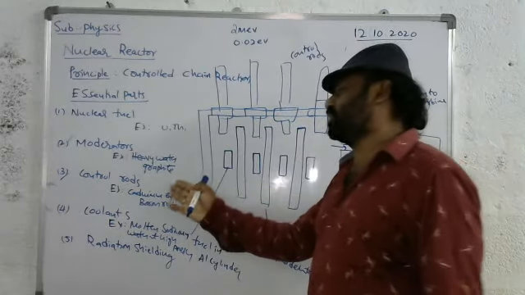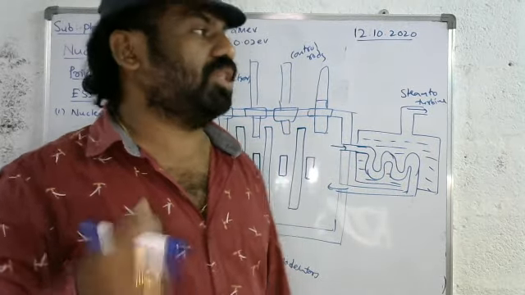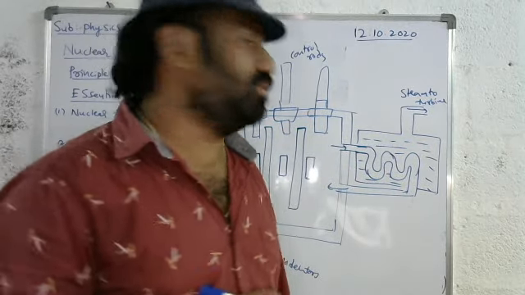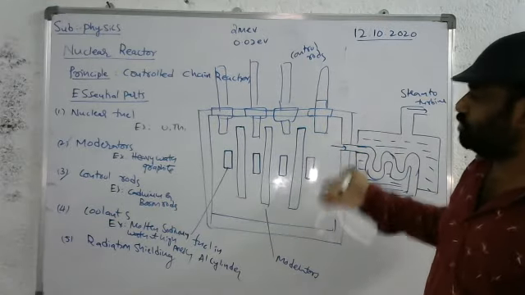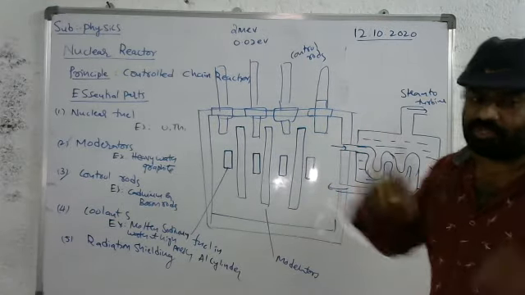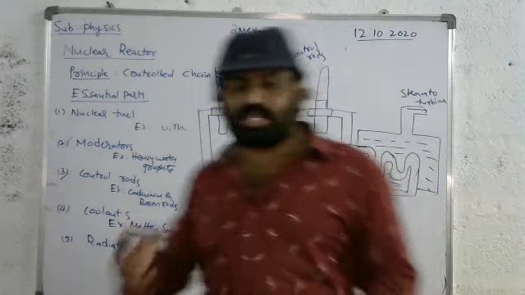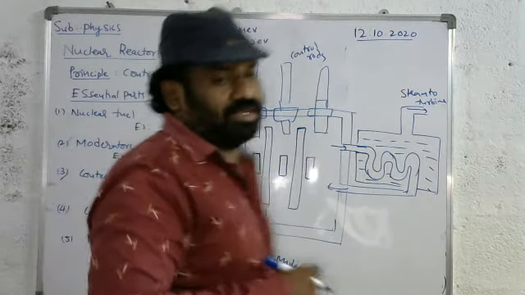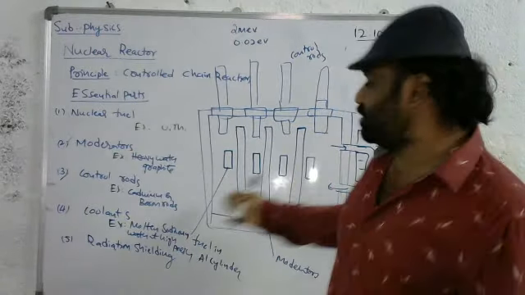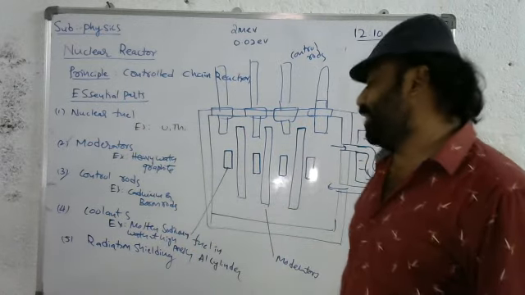Next one is the control rods. Control rods are the substances which are used to control the excess of neutrons present in a nuclear reactor. When the neutrons are in excess, the rods are inserted into the nuclear reactor, and they can absorb the excess neutrons, so that we can produce a steady rate of controlled chain reaction. The examples for the control rods are cadmium and boron rods.